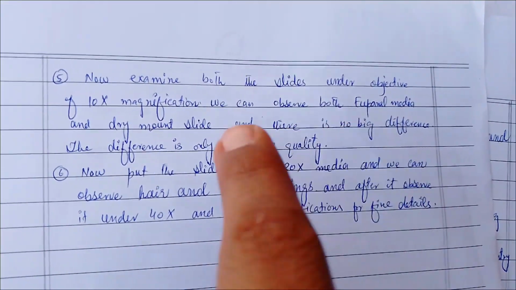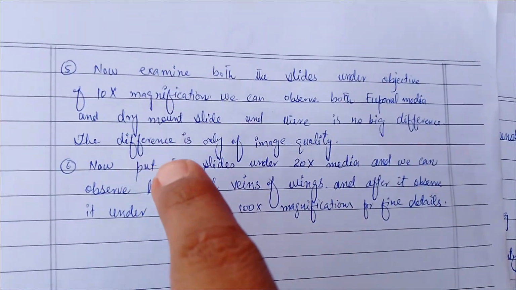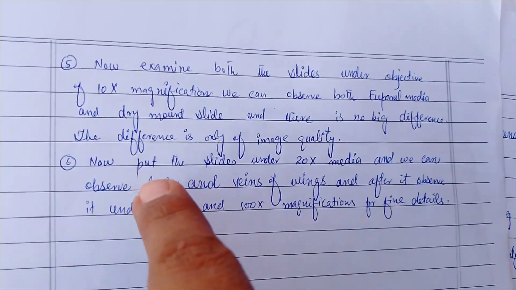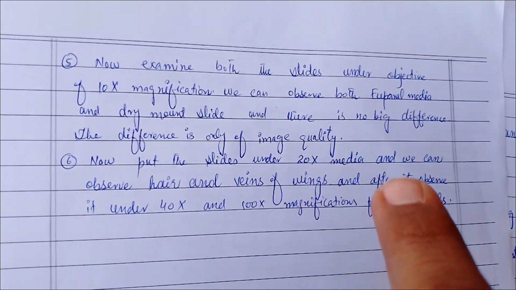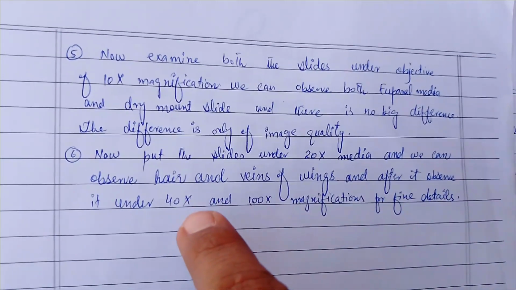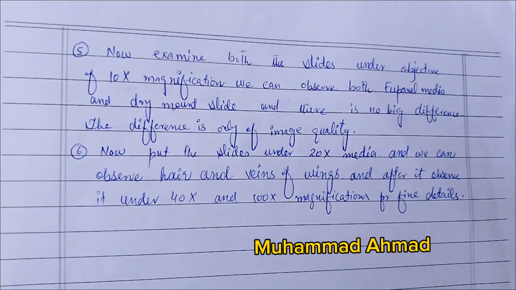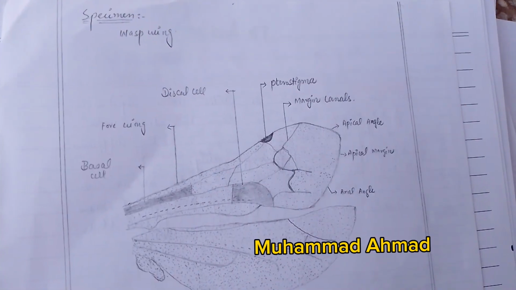Now come towards the next screen. Now examine both the slides at an objective of 10x magnification. We can observe both the Euparal media and dry mount slide, and there is no big difference. The difference is only in image quality. Now put the slide under 20x and we can observe hair and veins of the wings. After it, observe it under 40x and 100x magnification for fine details.